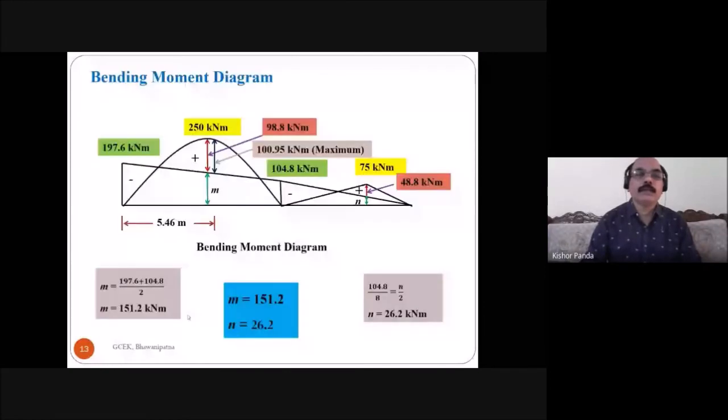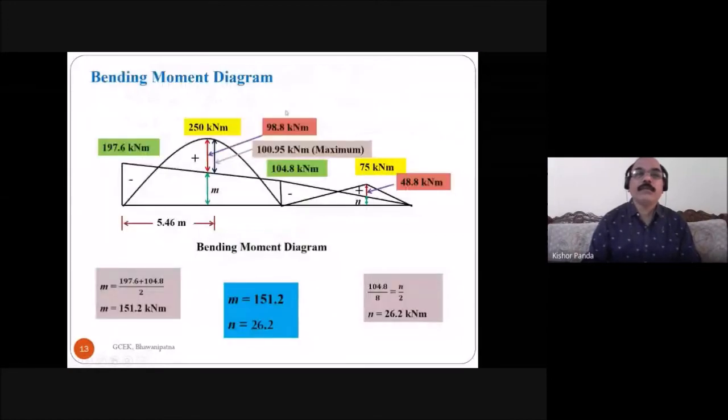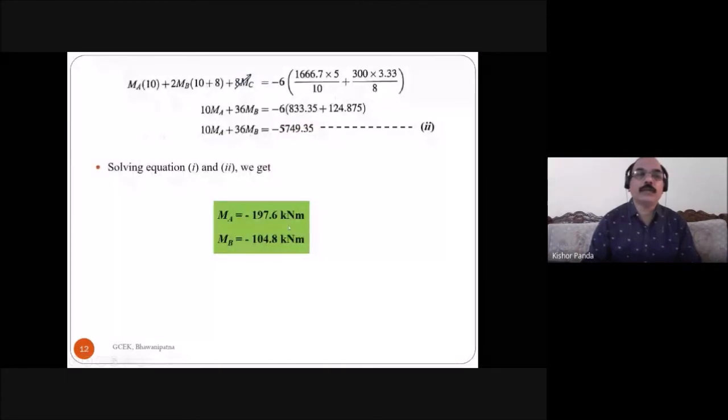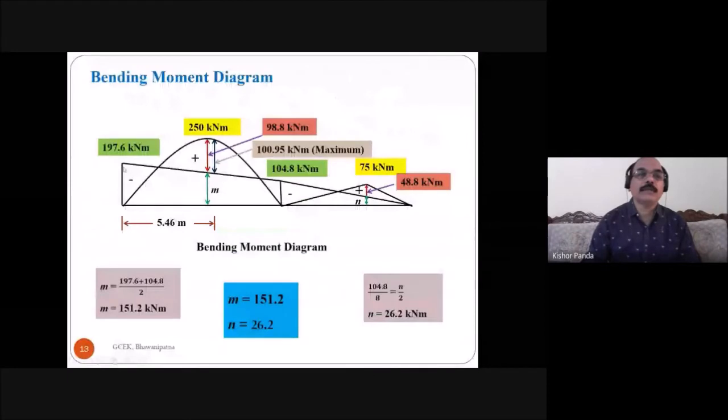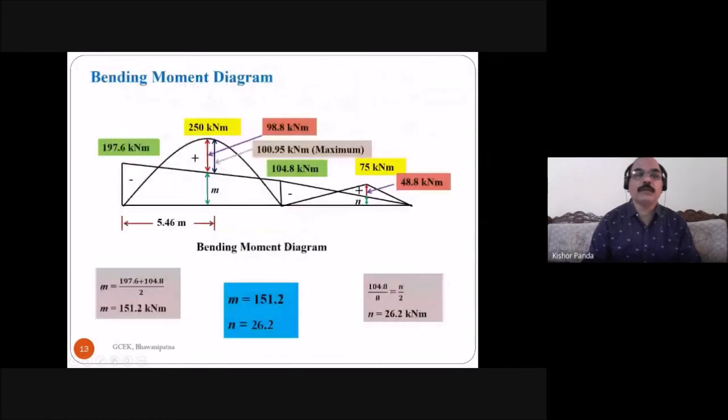Then after getting these moments MA and MB, you have to draw the final bending moment diagram. Here you got MA as 197.6 kilonewton meter negative, and MB as 104.8 kilonewton meter. At C the moment is 0 due to the simply supported end, and this is your negative bending moment diagram due to support moment. Then this is the free bending moment diagram of span AB, and this is the free bending moment diagram of span BC. This is the positive bending moment diagram.